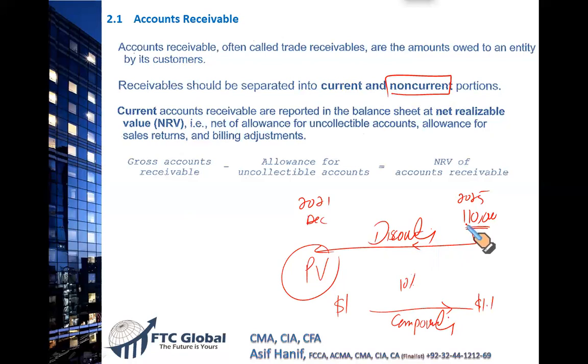So I'm going to report this 110 at its present value, which might be, let's say, $98,000. So this is how we report our non-current portion of the account receivable.